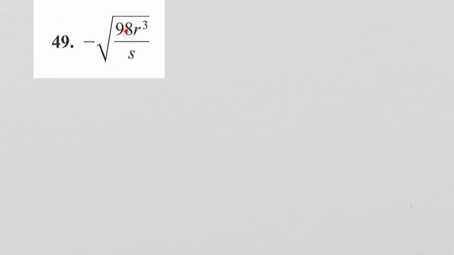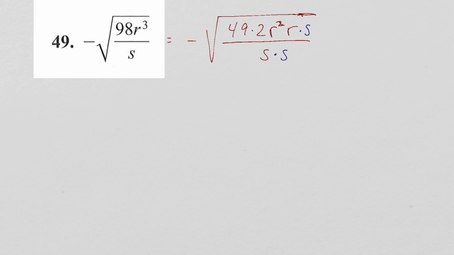Okay, again, a couple things going on. 98 is not a perfect square, but 49 is. So I'm going to factor this as negative, I'll make this 49 times 2, and 3 is not divisible by 2, so I'm going to rewrite this as r squared times r. That's my r cubed. On the bottom, I have s. And what I'm going to do is I'm going to multiply this by root s, so I got to do the same thing to the top.